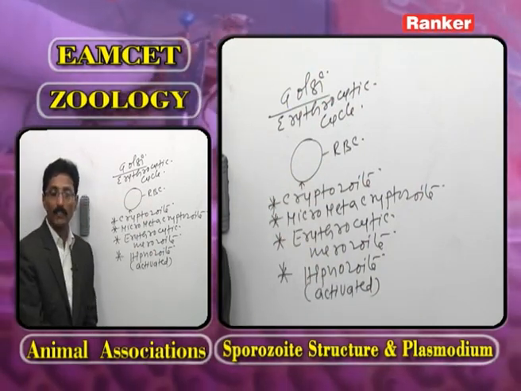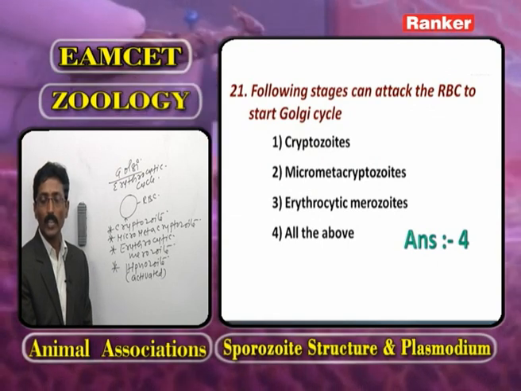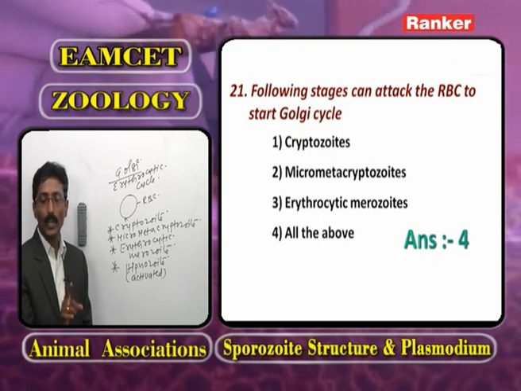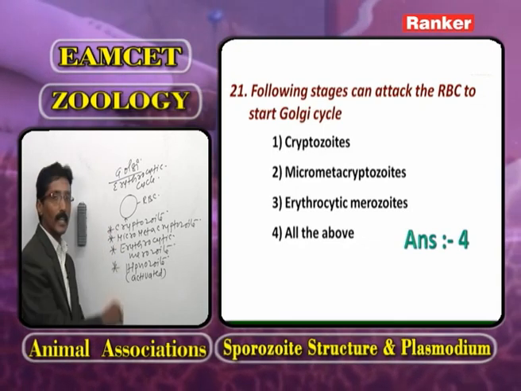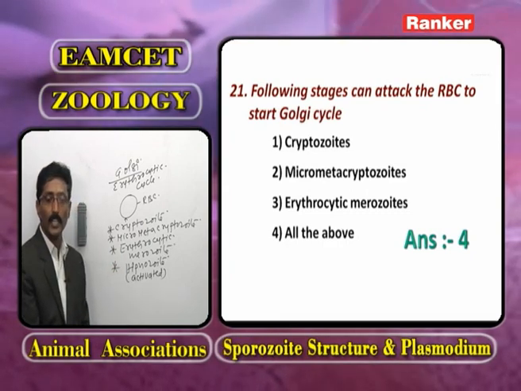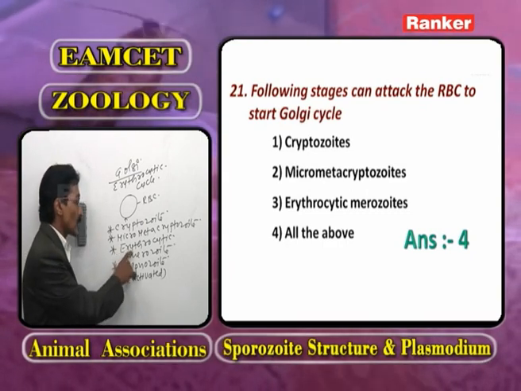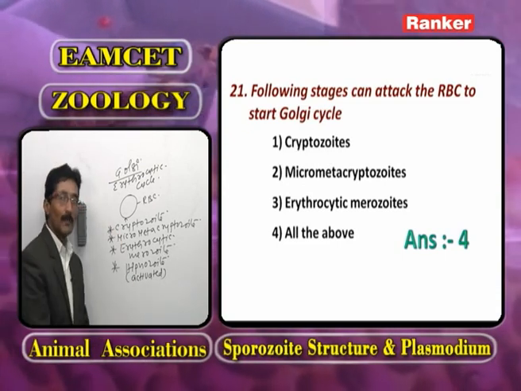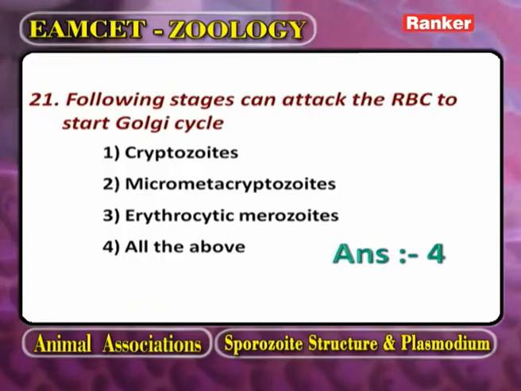Now based on this information, what are the following stages that can attack the RBC to start the Golgi cycle? One is the cryptozoite, that is correct, the first generation of merozoite. Micrometacryptozoites, second generation of merozoites. Erythrocytic merozoites. The fourth one, all. All these options are correct. Now go for the next question.